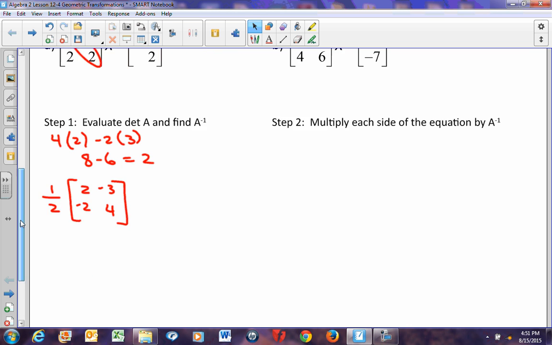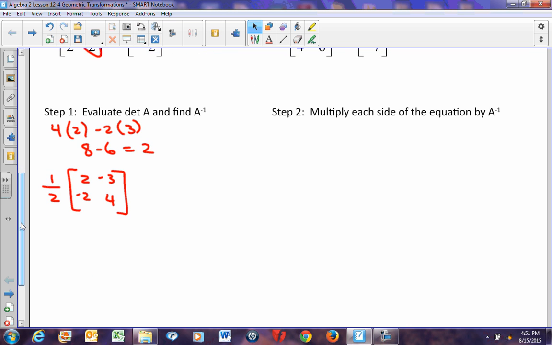So 1/2 of 2 is 1. 1/2 of negative 3 is negative 3/2. 1/2 of negative 2 is negative 1. 1/2 of 4 is 2. So there's my inverse matrix. Right? So that just is the inverse matrix.